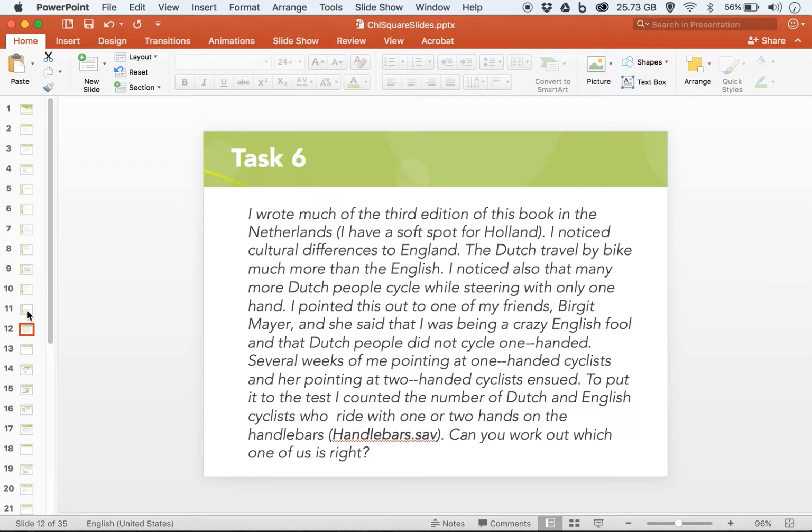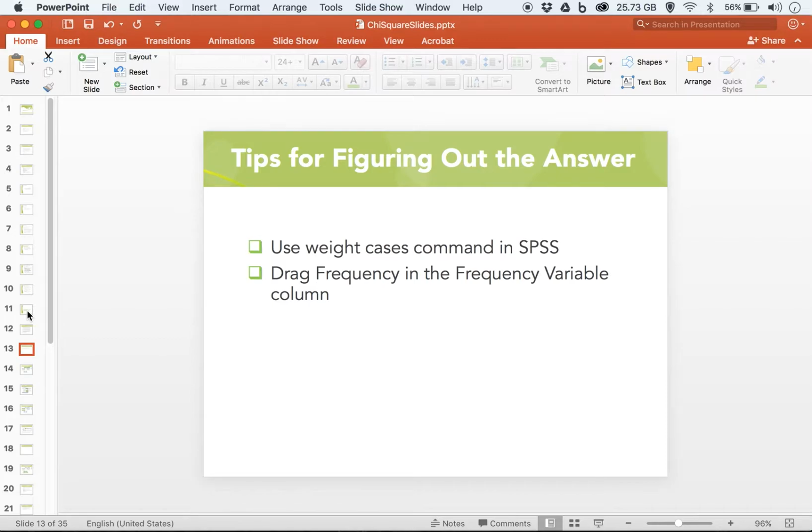And so the first thing we need to remember is that we're going to use a data set called handlebars.sav, and it is designed so that we're going to use the weighted cases command in SPSS, which is just one of the ways that you can enter data in SPSS. It's not very often used, especially if you're collecting your survey data using an online system like Qualtrics, or if you're manually entering your data from a paper survey. You tend not to see that in agricultural communications, agriculture education, or extension education. But I want to demonstrate for you how it's used.